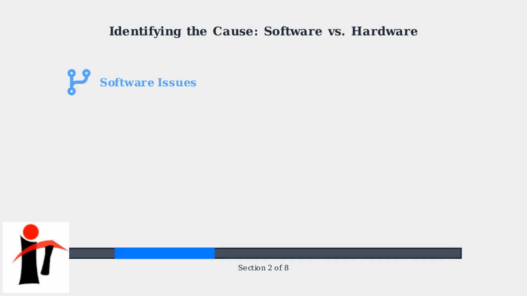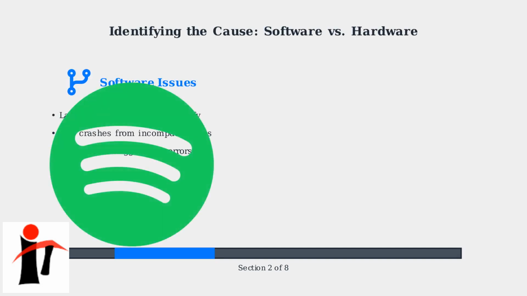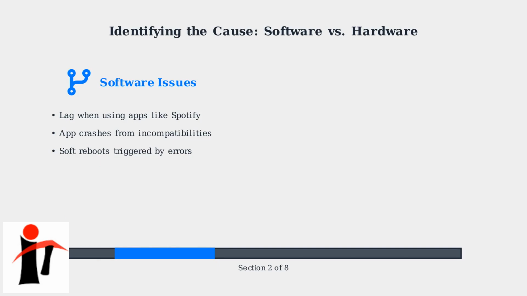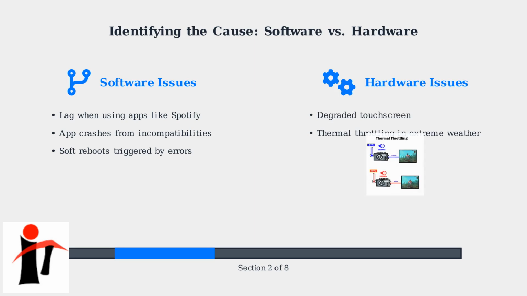To determine if your Tesla Model 3 screen freezing is software or hardware related, look for specific patterns. Software issues typically show as lag when running apps like Spotify or Tesla Theater, unexpected app crashes due to compatibility problems, or soft reboots that occur when the system detects errors. Hardware problems, on the other hand, might involve a touchscreen that has become less responsive over time, or thermal throttling that happens during very hot or cold weather conditions, reducing performance to prevent overheating.